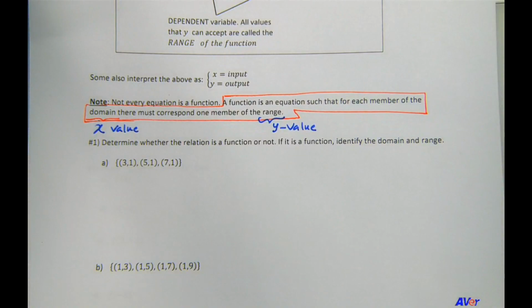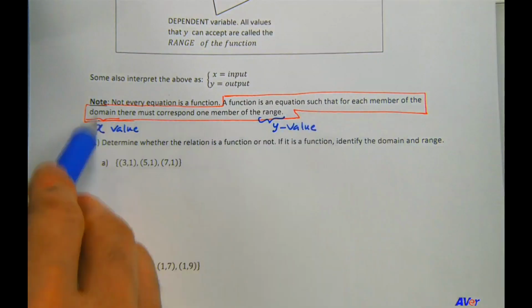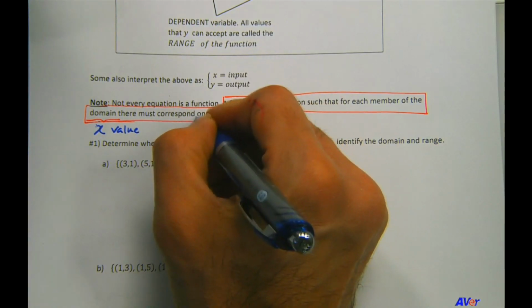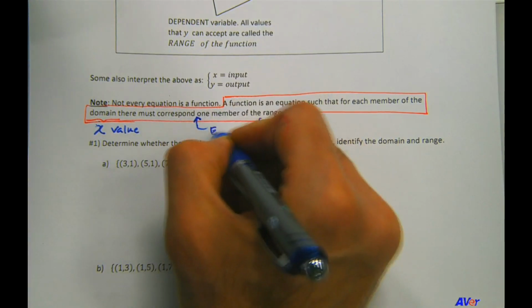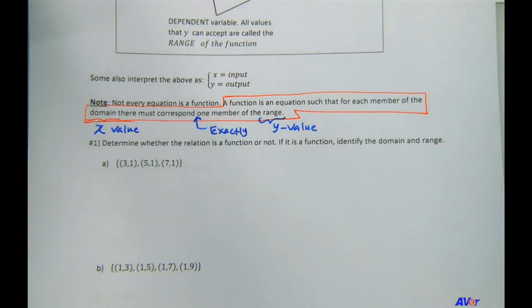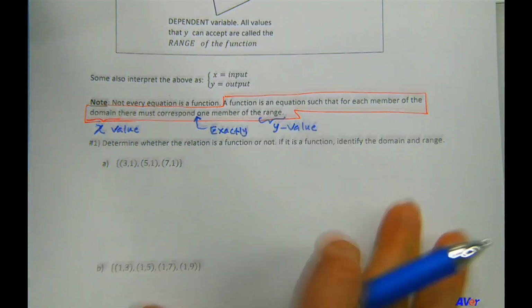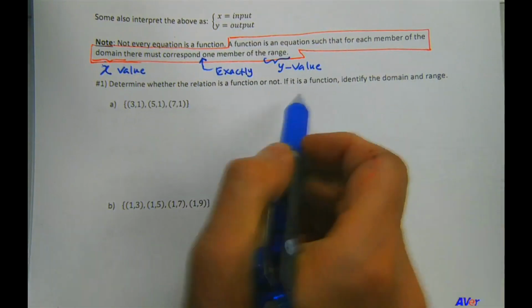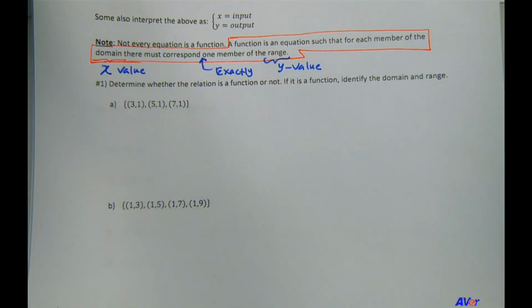Okay? So for each domain, we must have exactly one member of the range. So in this exercise, it says determine whether the relation is a function or not. If it is a function, identify the domain and range.